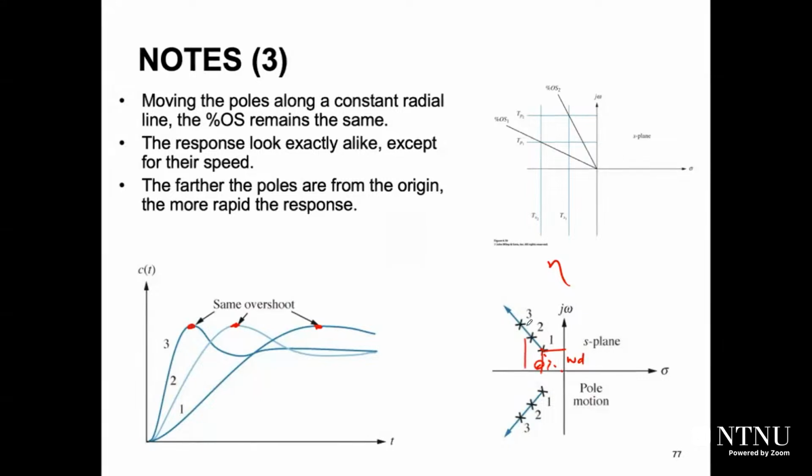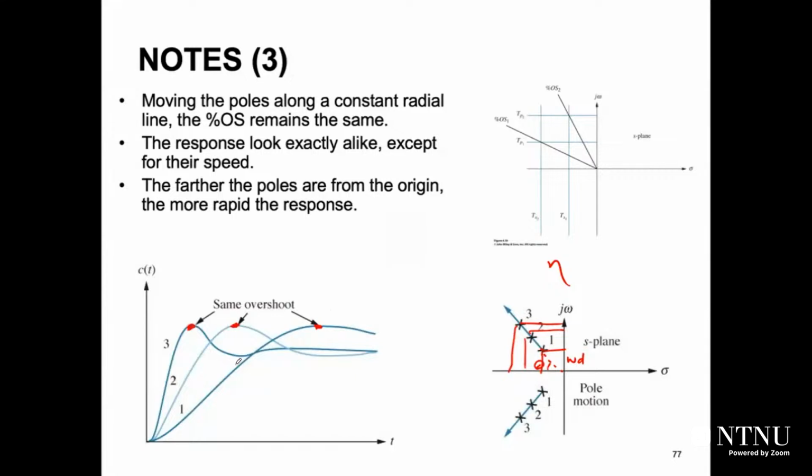When we go to location number 2, what will happen? Settling time and rise time will decrease. When we go to location number 3, settling time and rise time will decrease further, which means the system in location number 3 will be faster. But you will get the same maximum overshoot.